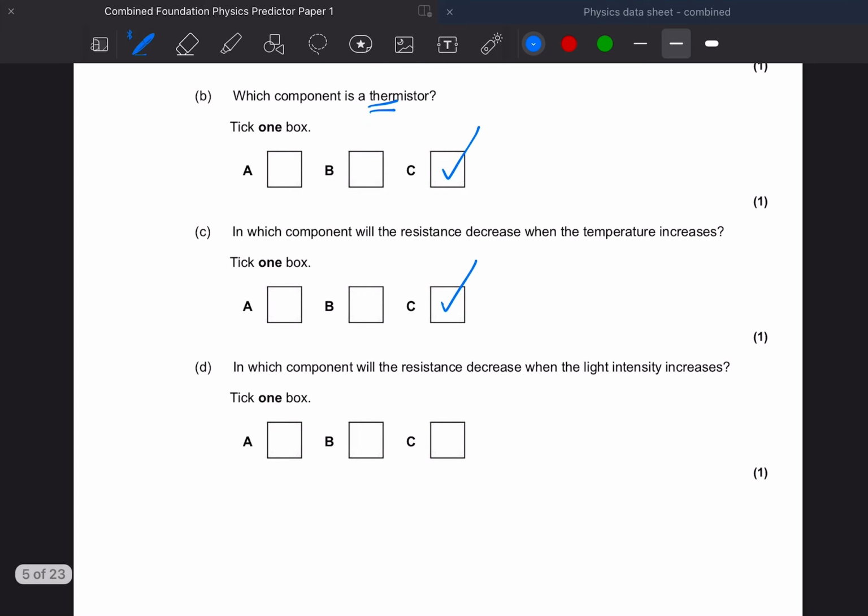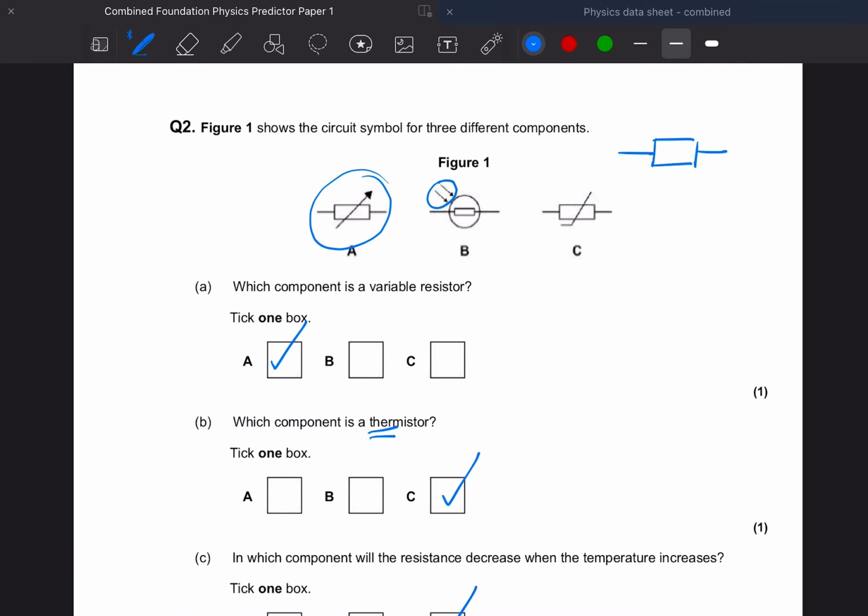In which component will the resistance decrease when the light intensity increases? Well, these lines there are meant to be light. This is a light dependent resistor, an LDR. So the resistance on this one depends on the light.